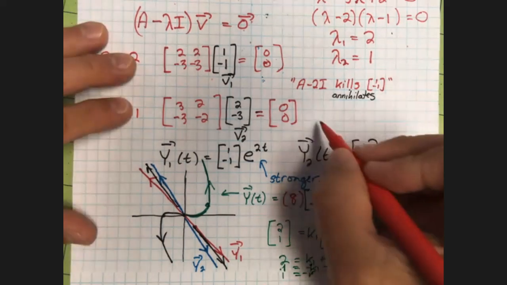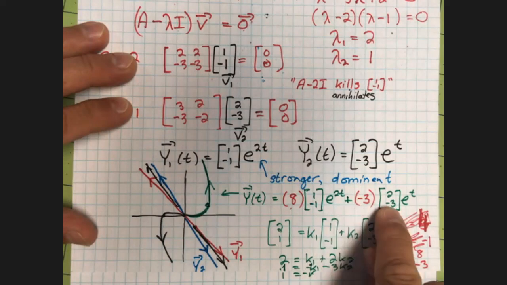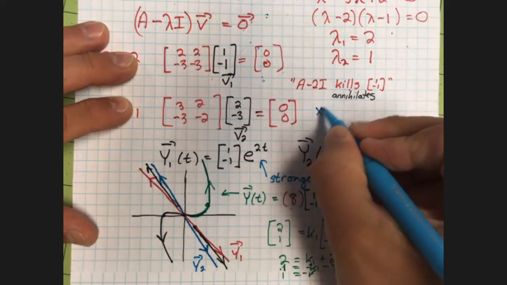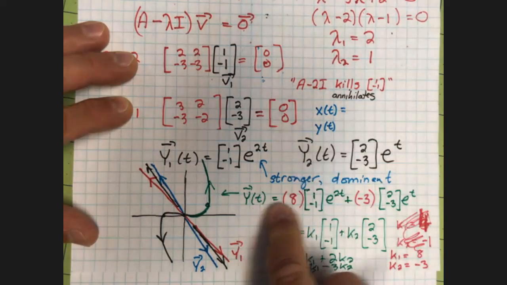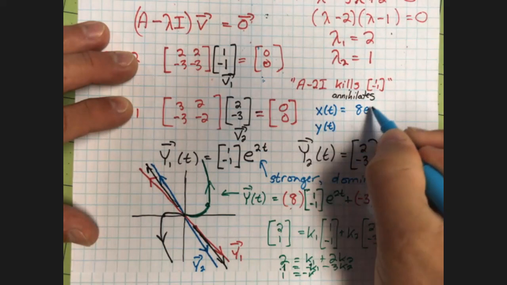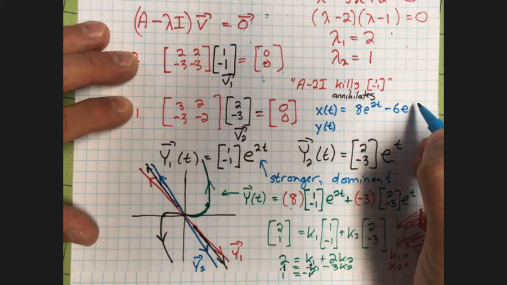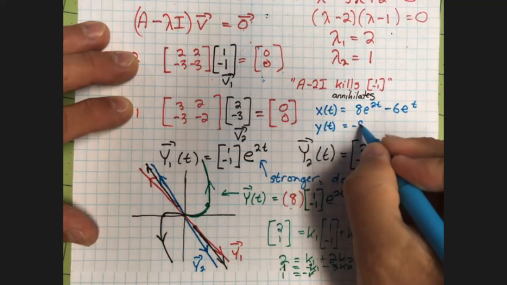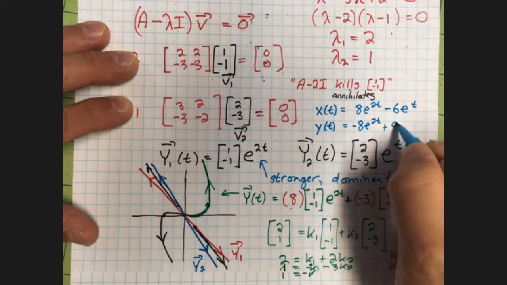So now my solution is 8 of these and minus 3 of these. I could literally write the equations. And since Mathematica is about to do it for me, I'll do that for you. I could literally take this top row and the bottom row separately. 8e^(2t) minus 6e^t. This one is minus 8e^(2t). And this one is plus 9e^t.